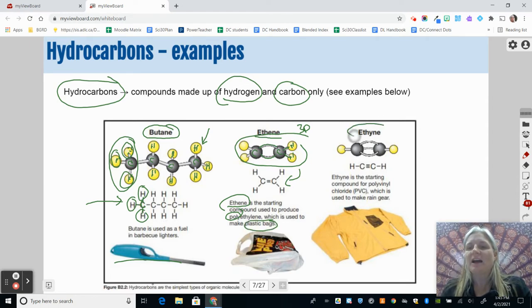And then you have ethyne. You see that Y-N-E? That Y tells you there's a triple bond. We're going to learn more about triple bonds and double bonds later and how the naming works. But just for now, you can see some of these different hydrocarbon examples. And you might have heard of polyvinyl chloride, PVC, which is used to make rain gear and other waterproof materials.